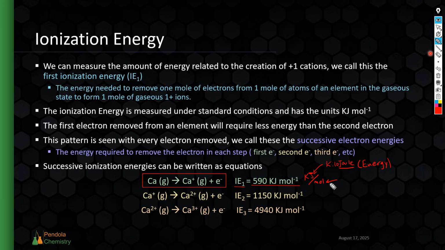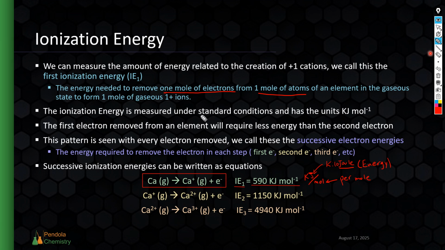And then why is this divided by mole? Because it's per mole of electrons removed. Remember, the definition of first ionization energy is removing 1 mole of electrons from 1 mole of atoms. That's why this is saying that it takes 590 kilojoules of energy to remove 1 mole of electrons from 1 mole of atoms. And that's the first ionization energy. So that's removing that first electron to create the plus 1.